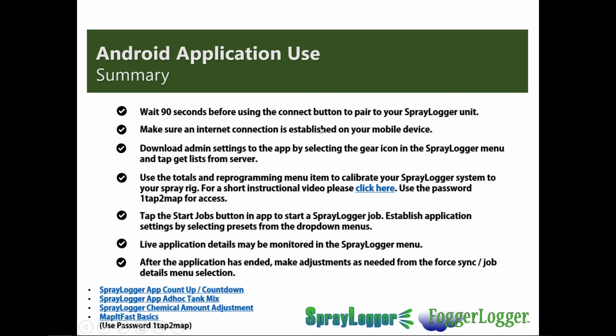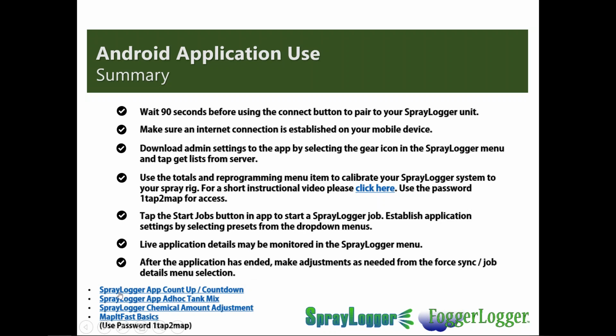Make sure you have an internet connection so that you can download any information from the desktop. The admin settings, how those can get into your SprayLogger rig, how to reprogram your unit, and again, for specifically how to calibrate your rig, we have a short video link here. So rather than just the default on your flow sensor, how to really fine-tune your rig, we have that right here. How to start and stop jobs, how to view live application details, and then after that, how we can make adjustments.